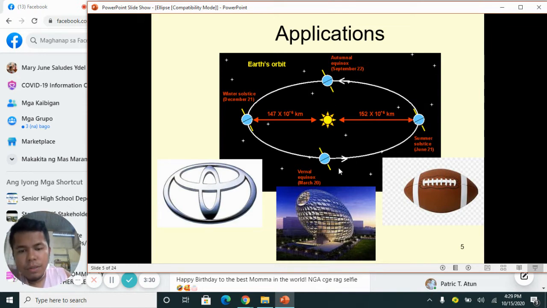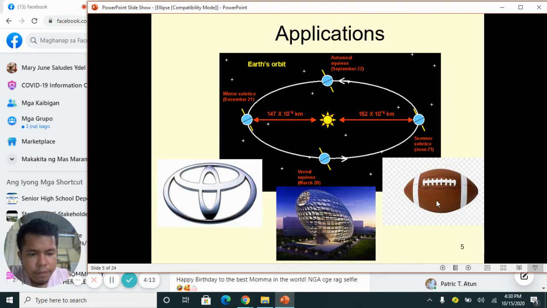Another application is in manufacturing, in logos, in design. If you have no basic idea about ellipses, how can we form a perfect ellipse? The Toyota logo is an ellipse, the standing one is also an ellipse. And also in architecture, this form is an ellipse. There is a structure I forgot the name of, but its cross section is an ellipse.